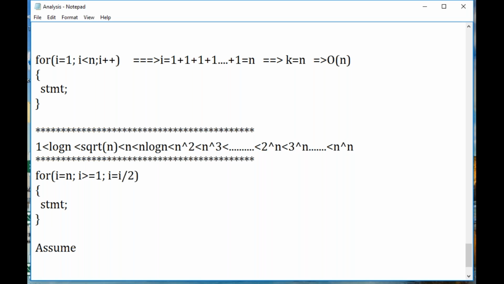Assume the condition here. Whenever your I value is less than 1, your loop is going to break. So how many times will this particular statement be executed? Okay, it will execute.